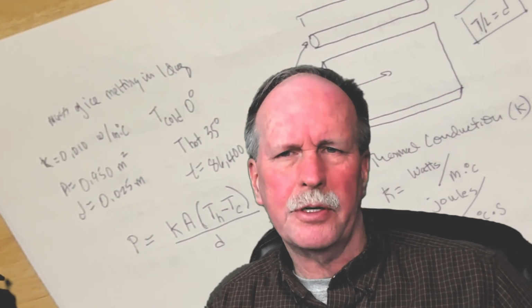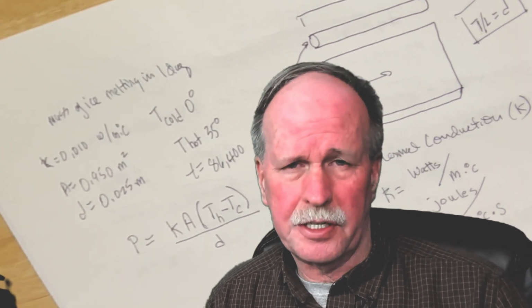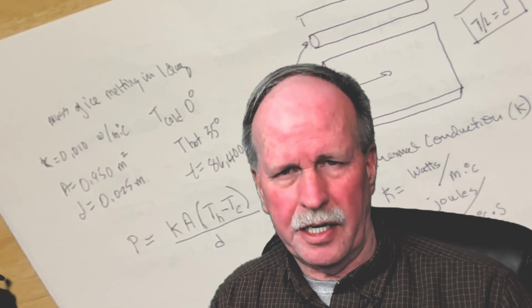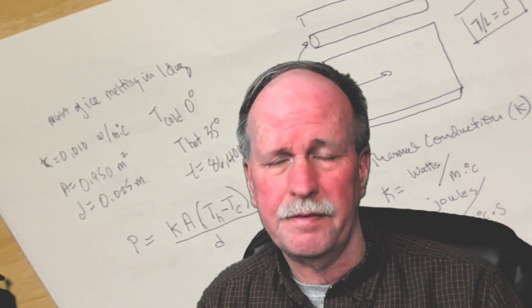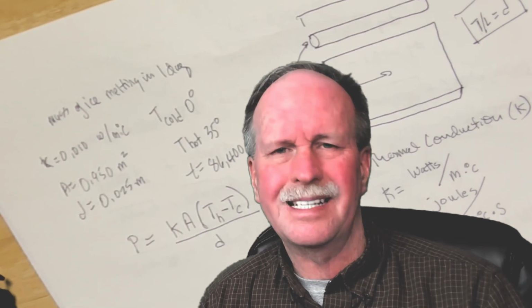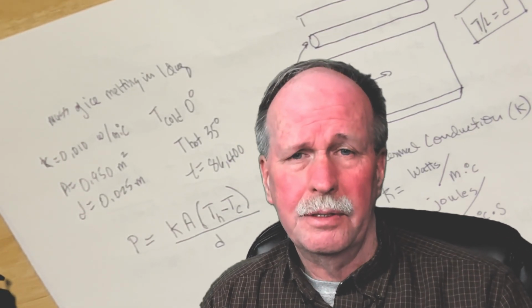So the question that was put in the book is, say you have a styrofoam ice cooler that has a total surface area of 0.95 meters squared. And you put some ice in it, and you put it in a car trunk that's 35 degrees Celsius. The ice-water mixture in the cooler is 0 degrees Celsius. How much ice are we going to lose in one day?